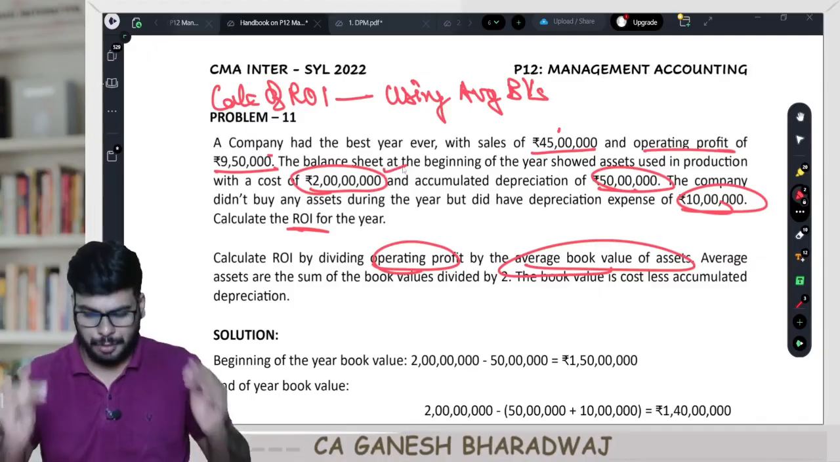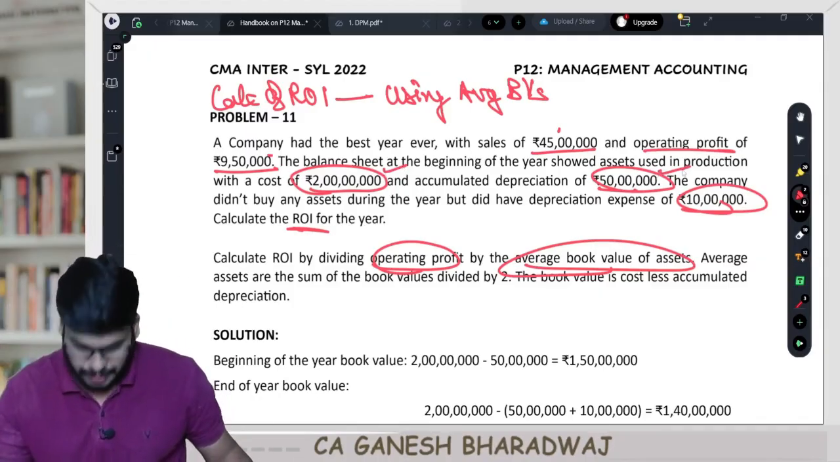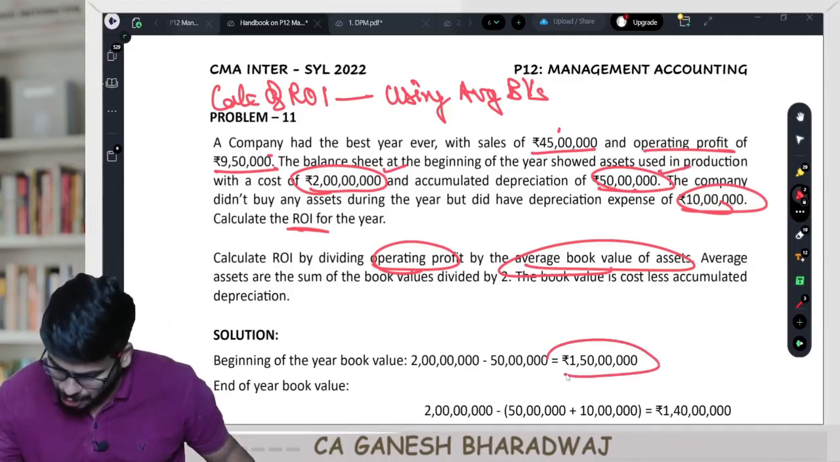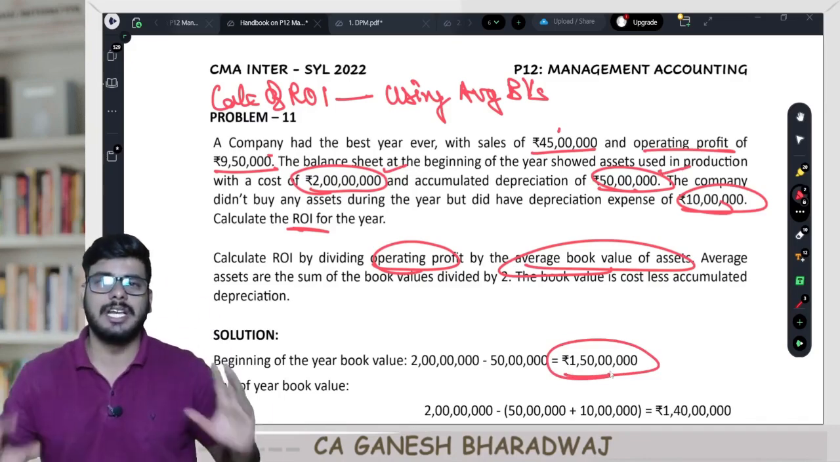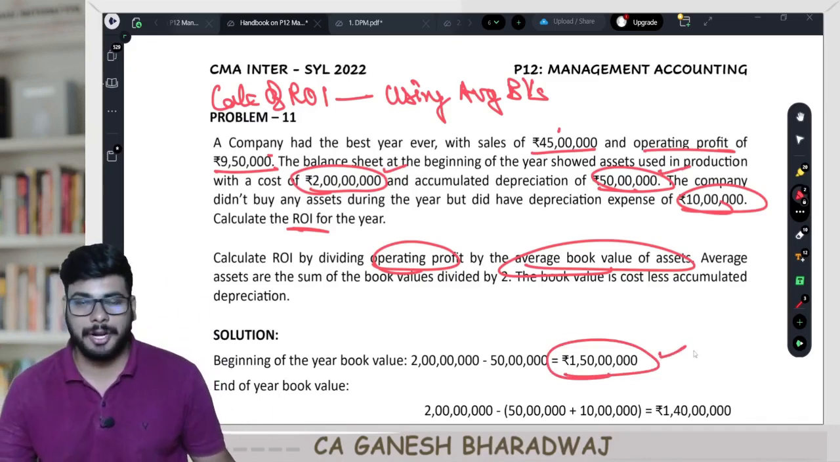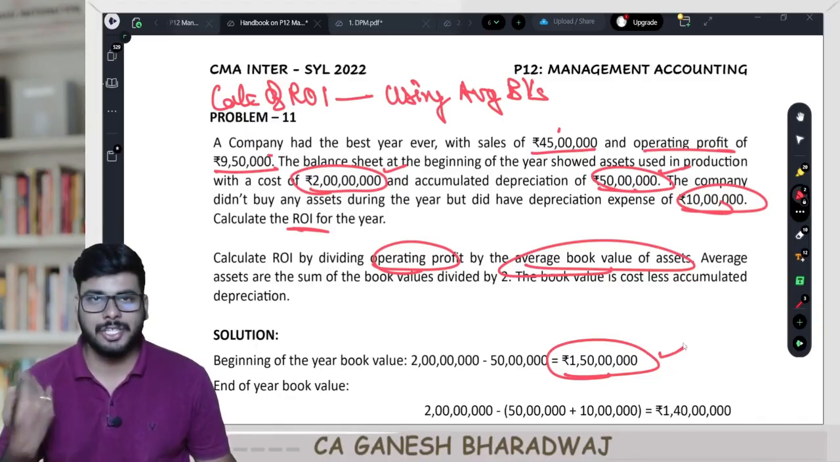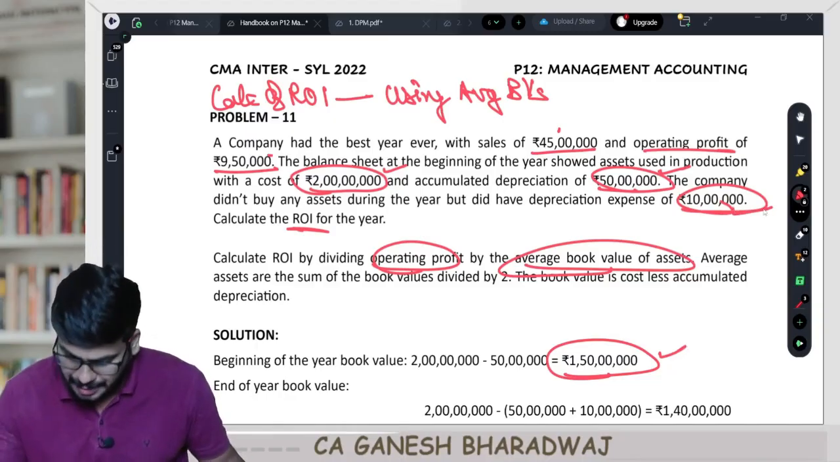Opening value of assets is how much? 2 crores minus 50,000, correct? Net assets invested in the company is how much? 1.5 crores, correct? Now, there is no addition or deletion, but only this depreciation expense was there.